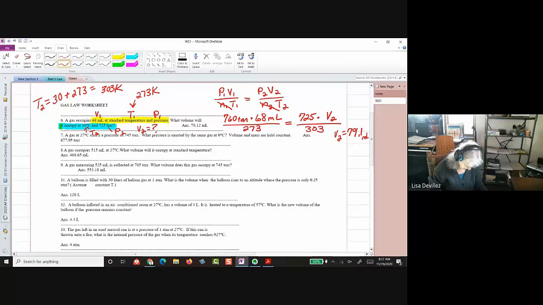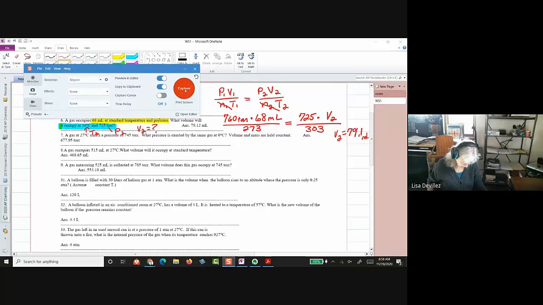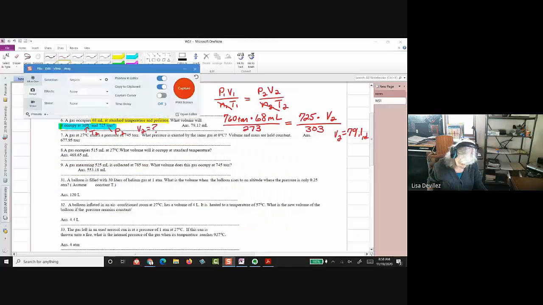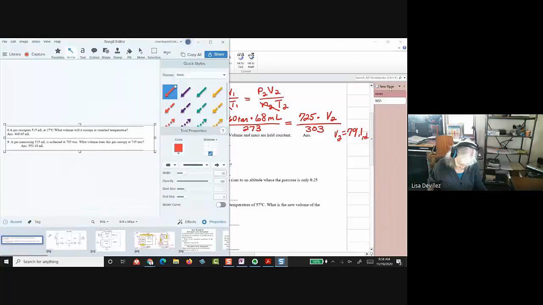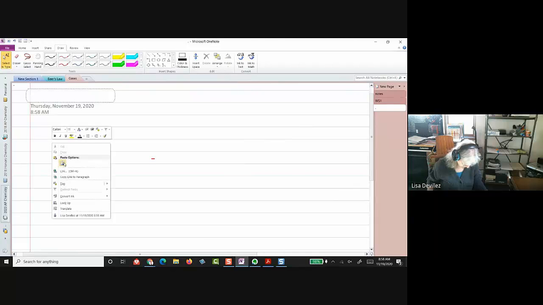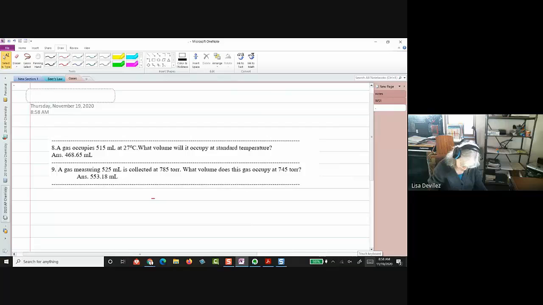Okay, let me see if I can pull a subset of these over. I'm just going to put them on another page so I have more room. There we go, that's better.